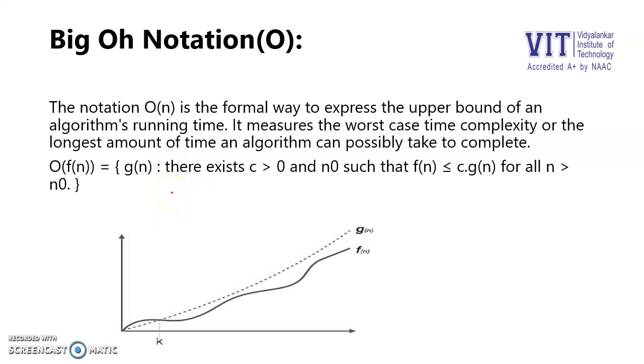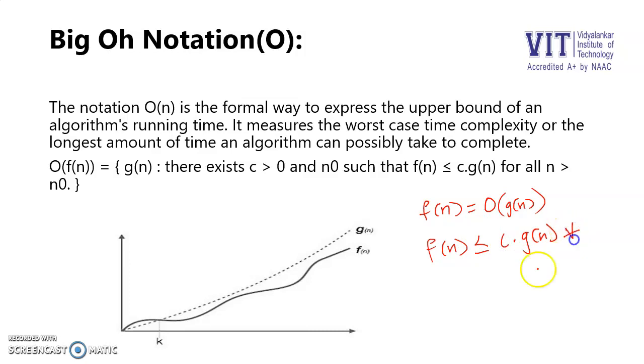Okay. Now big O notation. What does big O notation mean? See this, how we have studied. F of n is big O of g of n. It means that f of n will be less than or equal to some c times g of n for all values of n greater than n0, where n0 is greater than or equal to 1 and the value of c is greater than 0. You understand this?